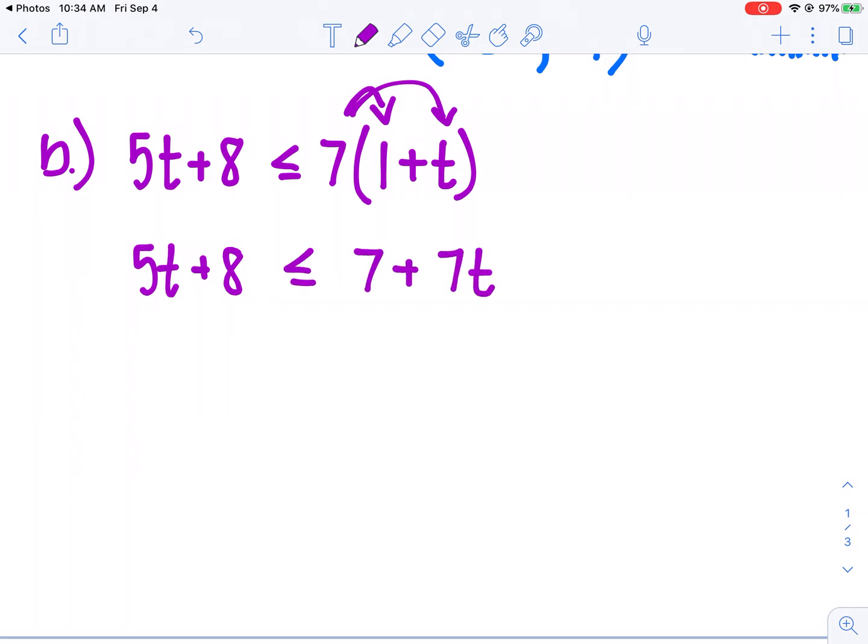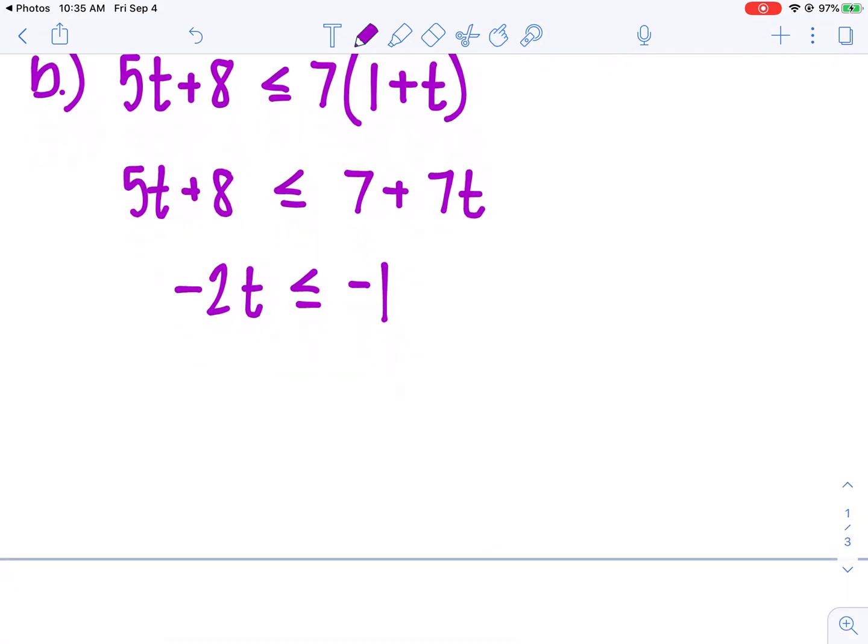I'm going to combine my like terms, which means I'm going to move the 7t to the left. I'm going to move the 8 to the right. The reason why I do that is I like to have my variable first. So you could have written it the other way around with the t values on the right side, but you're always going to see the variable on the left, and it's actually easier when you go to graph it. So I would like you to keep the variable on the left side.